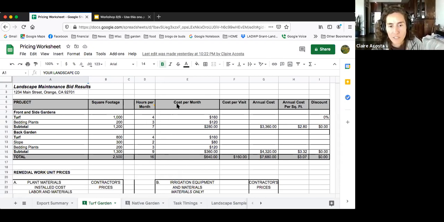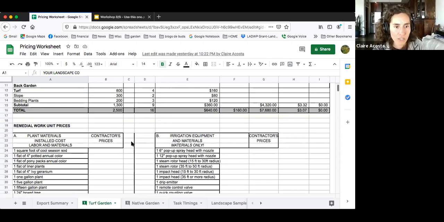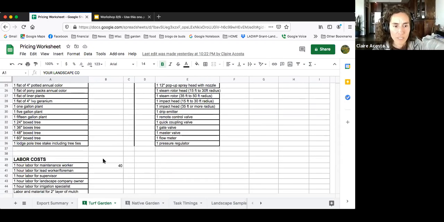And then here you have cost per month. It's literally just the hours times the cost of the labor. This chart is much longer and is actual materials, but here we have labor costs, and we're saying this maintenance worker is $40 an hour. This could include overhead. Everybody has their rate. It's not about specific numbers as much as it's about how to think about assigning prices for your bids.